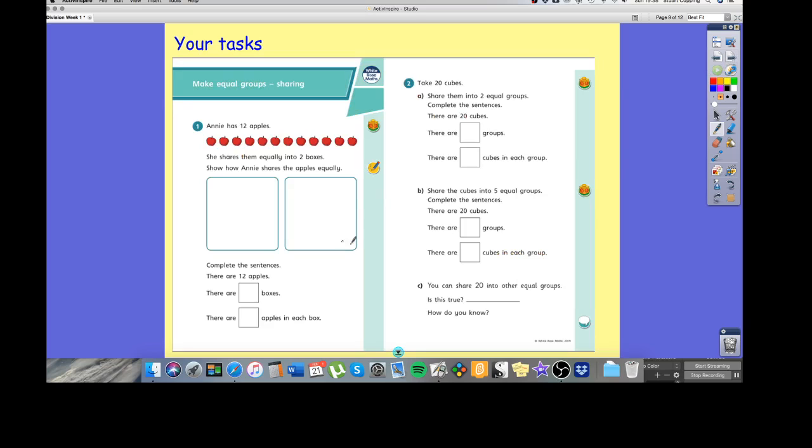Year 2s have got something slightly different. Okay, so again, you've got Annie has apples. She shares them equally. Can you draw the apples to show that they are shared out? Please don't draw lines because it gets really confusing. Actually draw out the apples. And when you've drawn an apple, I would put a cross through it.